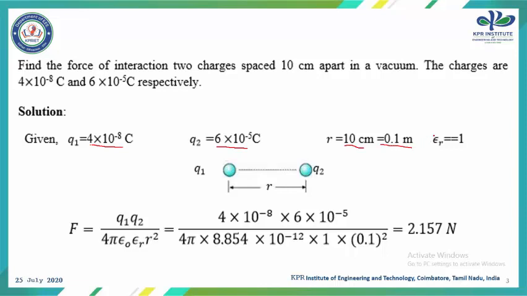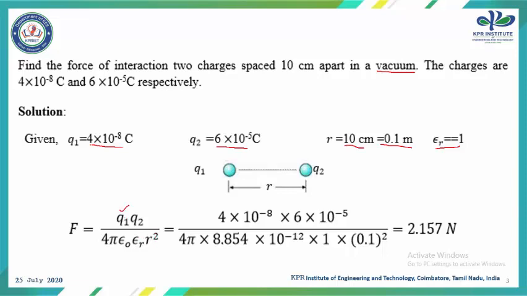How do I identify it is equal to 1? Because the given problem has a vacuum as the medium. Therefore epsilon R equal to 1. So what is the force expression formula? F is equal to Q1 into Q2 divided by 4 pi epsilon naught into epsilon R into R squared.